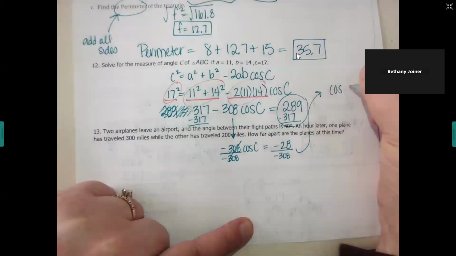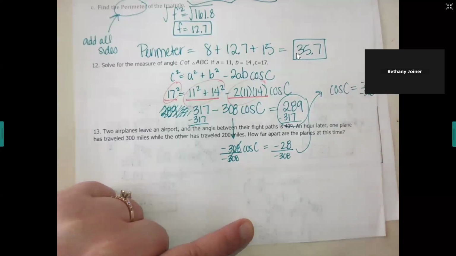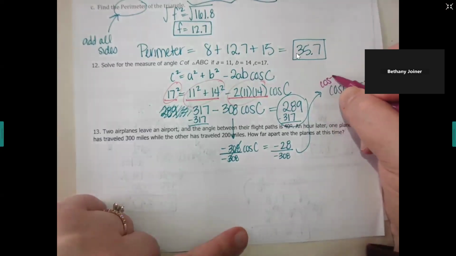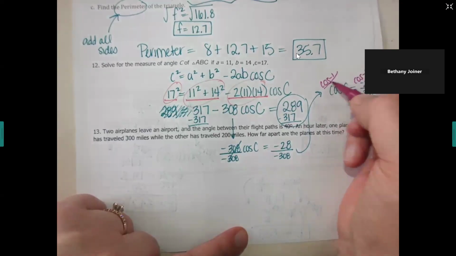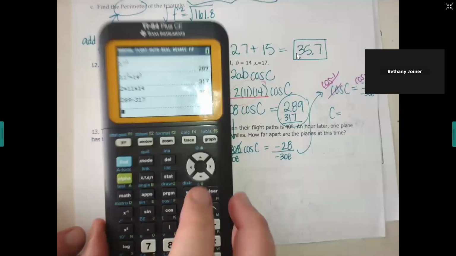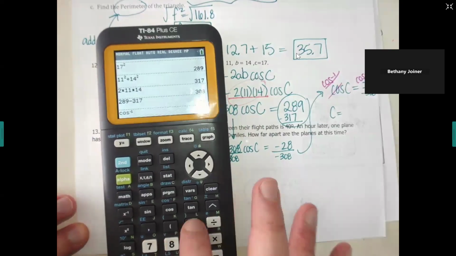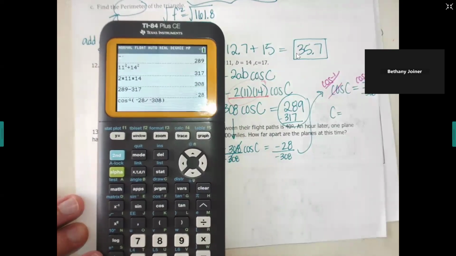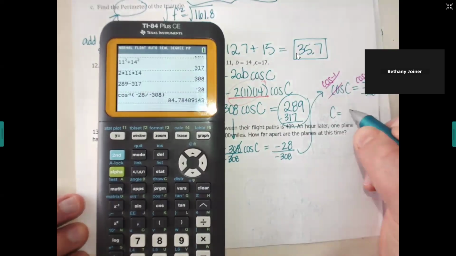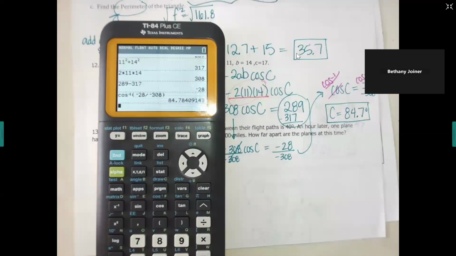Good. So I have cosine C is negative 28 over negative 308. And then I'll do second cosine on both sides. And that'll cross this out and give you C equals, and then whatever your answer is. Second cosine, negative 28 over negative 308. Now, if you had decided to drop both of those negatives, remember that would be okay, because two negatives, when you divide them, would cross each other out anyways. But if you put them in the calculator, you should get the same answer either way. Okay?